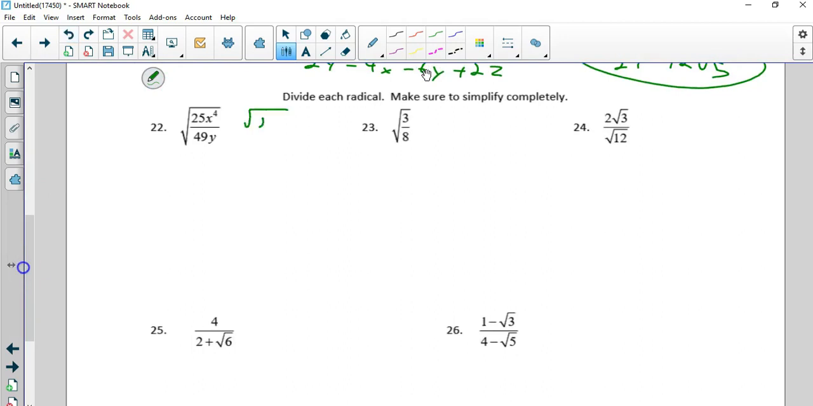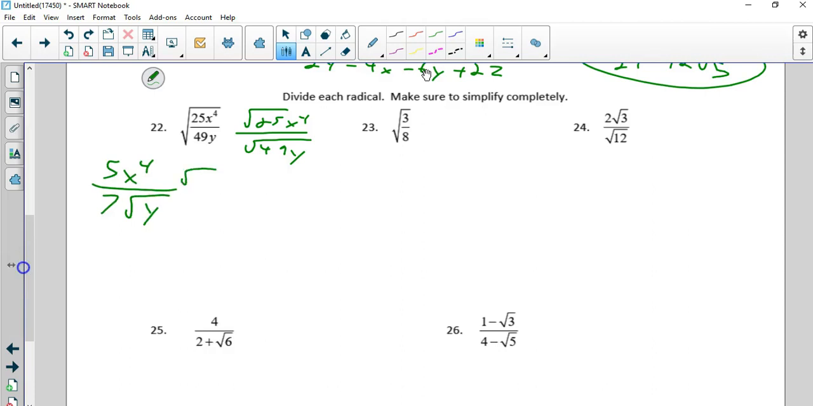This is radical 25 x to the 4th over radical 49y. I saw some people wanting to multiply top and bottom by radical 49y, which will work, but you're creating a whole lot of work for yourself. How about simplifying first? Square root of 25, square root of x to the 4th, square root of 49, and just that radical y.